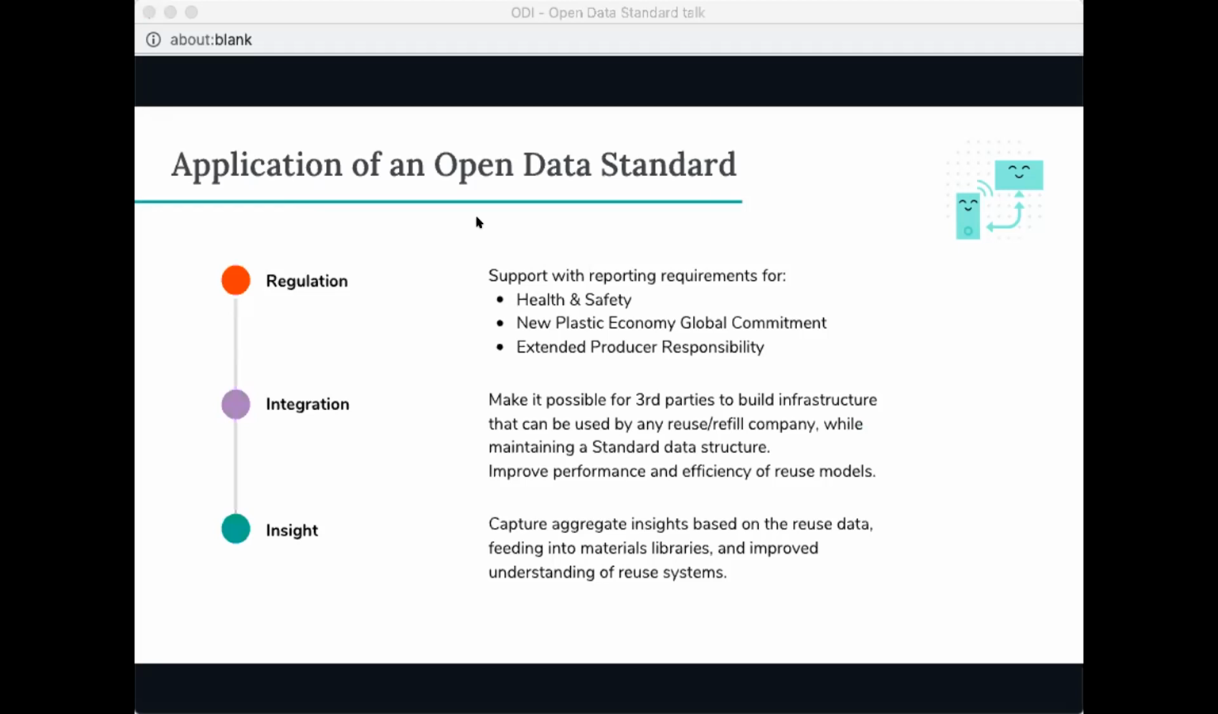On the integration side, there are these linear systems that businesses already operate on. If you have a standardized set of data, there's an opportunity for third parties to build infrastructure that helps people adopt reuse, which was very much where we first saw ourselves working. And then lastly, if you're using standardized data, it means you can capture aggregate insights based on reuse data. So you could feed that all into a materials library, for example, or an academic could use it to understand the reuse patterns of customers.